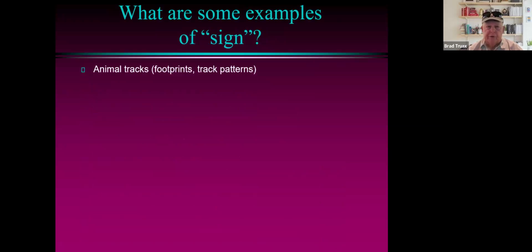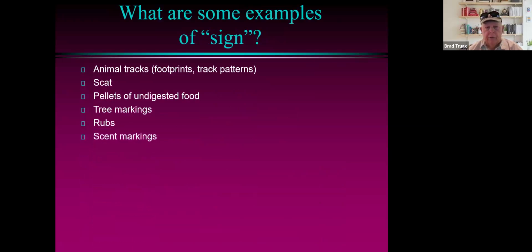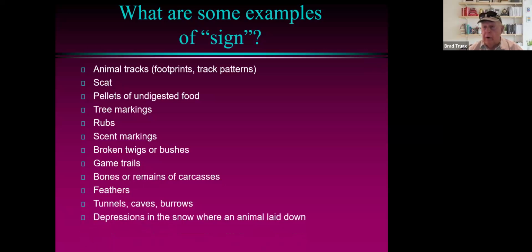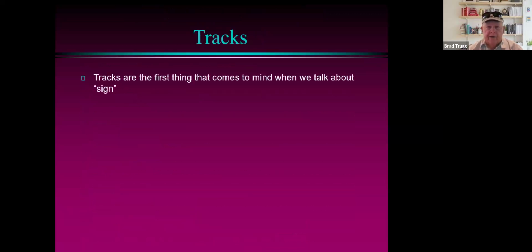So what are some examples of sign? Well, obviously, animal tracks, footprints, and track patterns, animal scat, pellets of undigested food, tree markings, rubs, scent markings, broken twigs or bushes, game trails, bones or remains of carcasses, feathers, tunnels, caves, and burrows, depressions in the snow where an animal may have laid down, the spike-like trunks that beavers leave after they gnaw on the trees, and of course, sounds. Tracks are probably the first thing that comes to mind when we talk about sign.